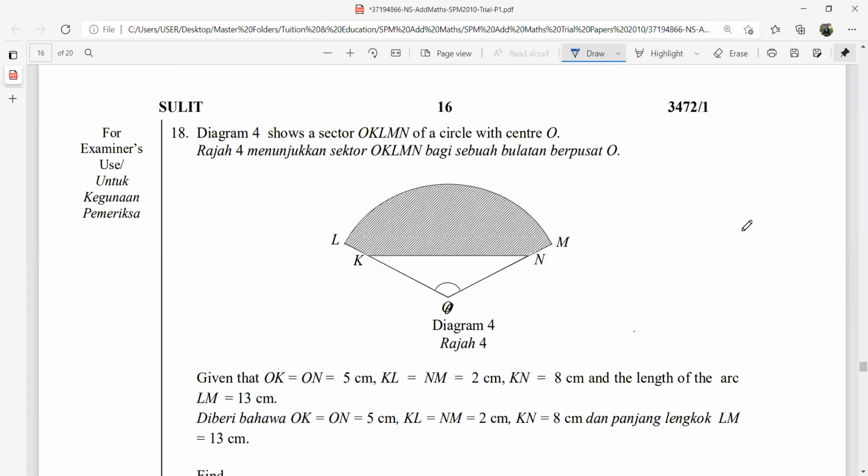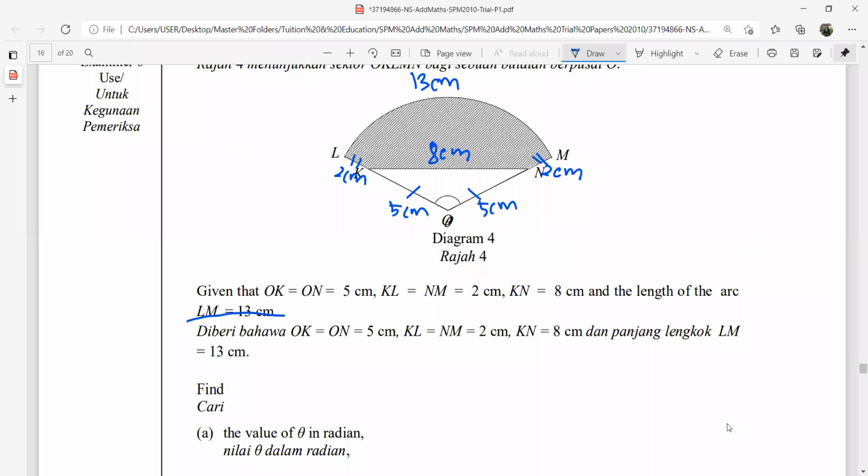Circular measure. I discuss together with you, okay? Okay, ON is 5 cm. NM is 2 cm. They say it's a sector. So that's right, this also 2 cm. KN is cm, K to N. Where is K? Where is N here? Length of arc KLM is 13 cm. Okay, well, now I label all for you already when I read. Question asks you to find angle theta in radian.